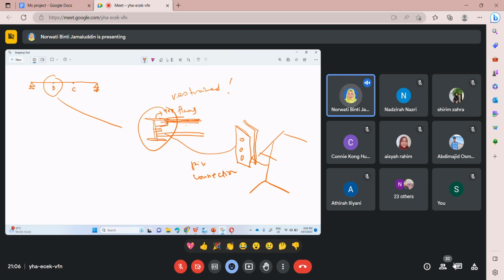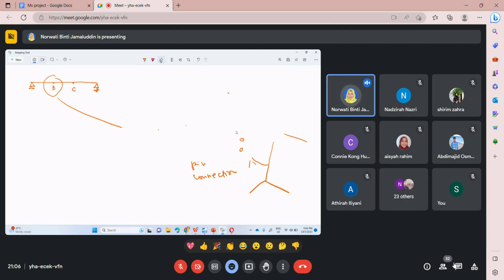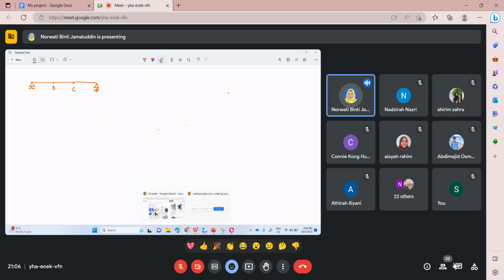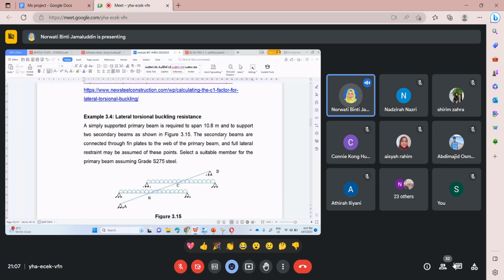So now we know that our B and C point is restraint point. The restraint is provided by the secondary beam. Okay, it's being provided by the secondary beam. Okay, what else? Secondary beams are connected to the web and full lateral restraint may be assumed. Okay, select suitable member, the primary beam.